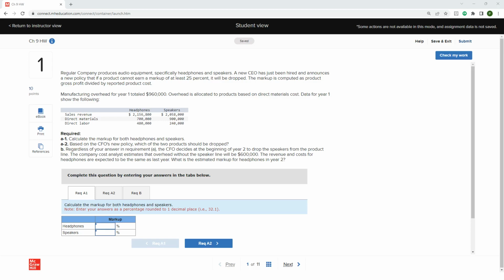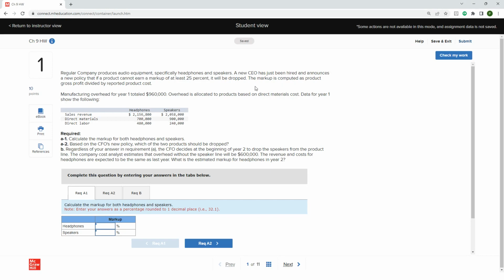Chapter 9, Question 1. Regular Company produces two lines of audio equipment. They produce headphones and speakers. And they've hired a new CEO. The CEO wants to only keep product lines that earn at least 25% markup. And so we are having to calculate the markup of the headphones and the markup of the speakers.